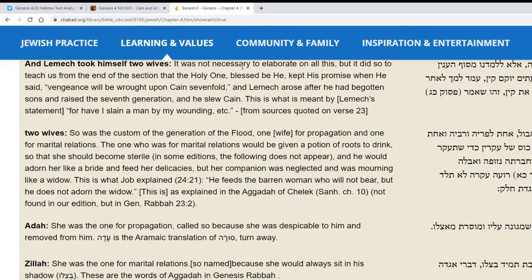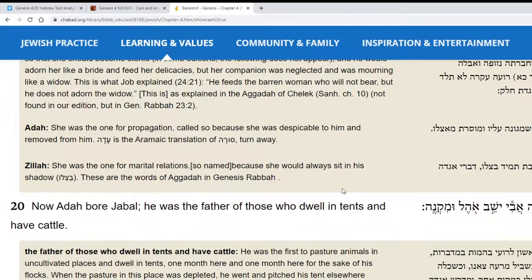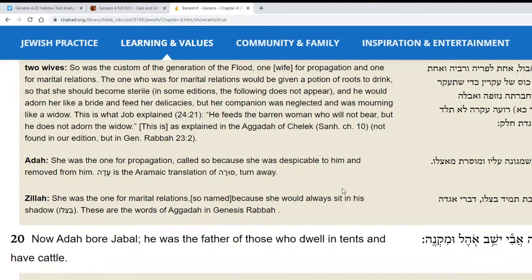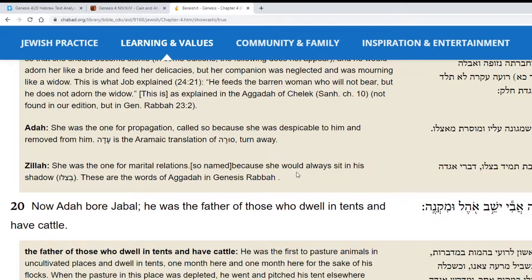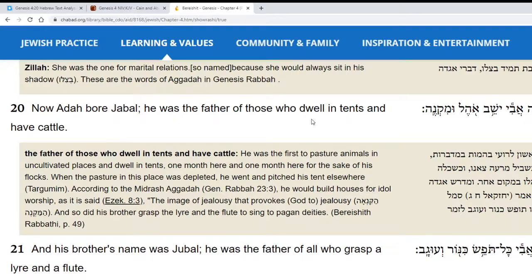And there's a lot of Rashis here. Oh, and he actually says the name Ada comes from... Oh, okay. He says it comes from Surah, which means to turn away. It's actually Aramaic. You can look there. And yes, Tzila comes from Tzal, maybe. Yes, that's what he says.